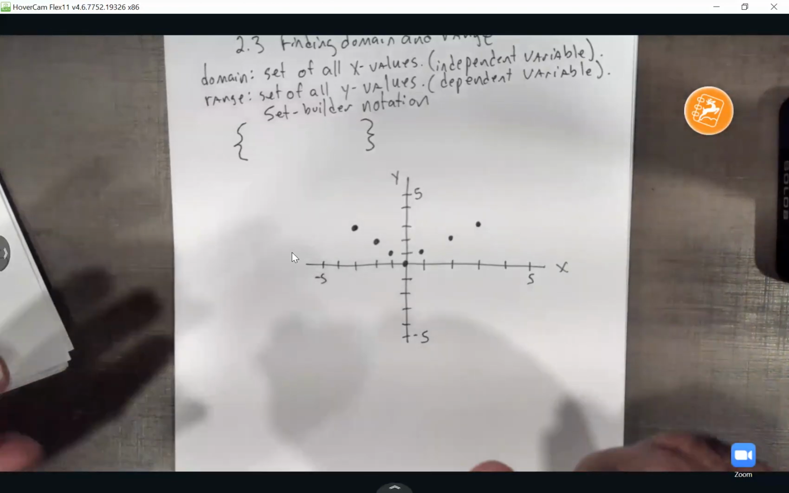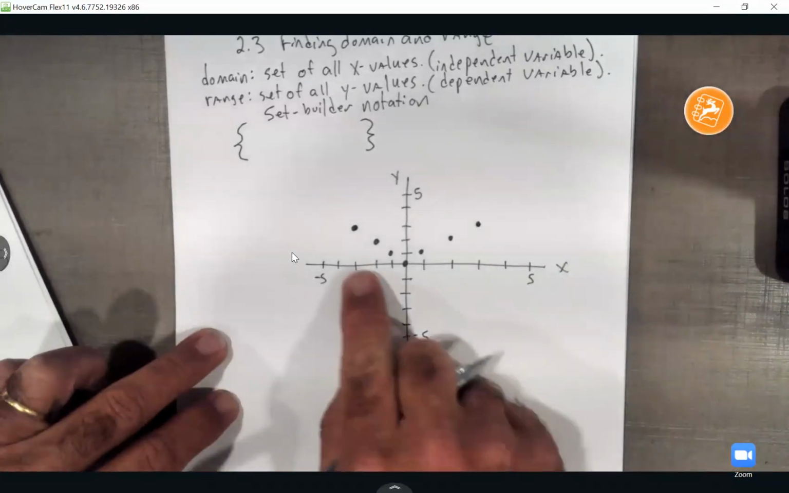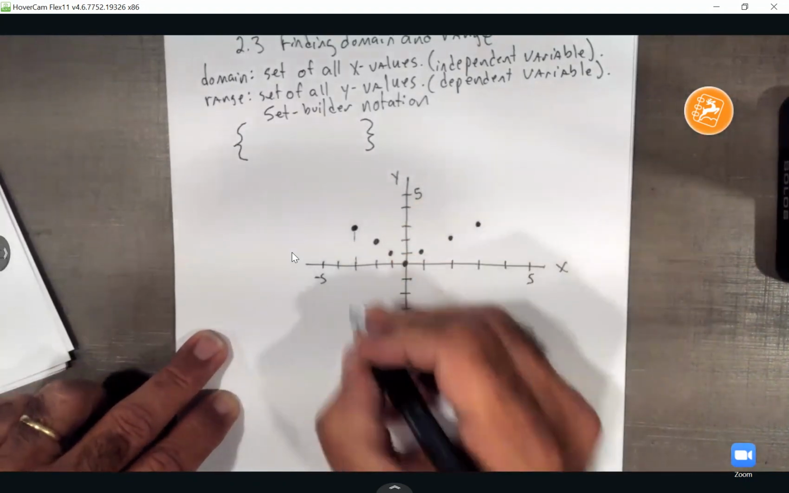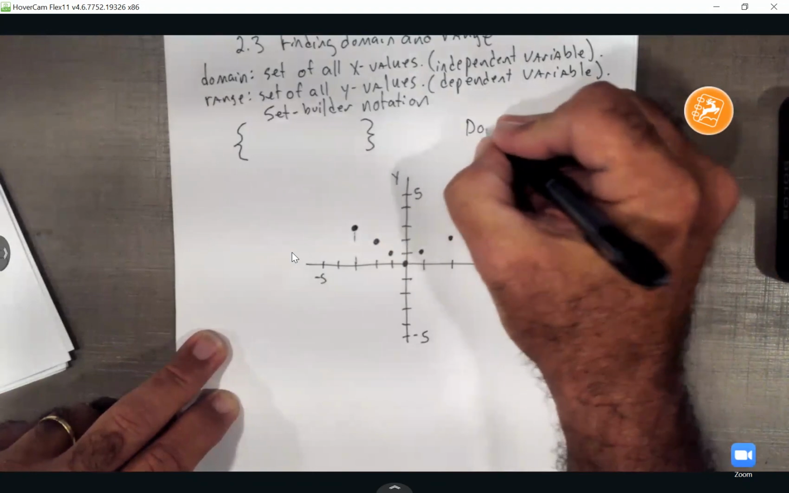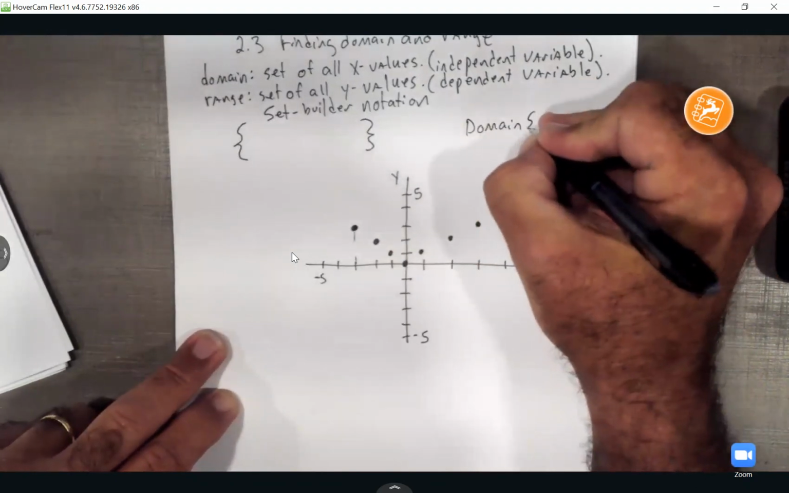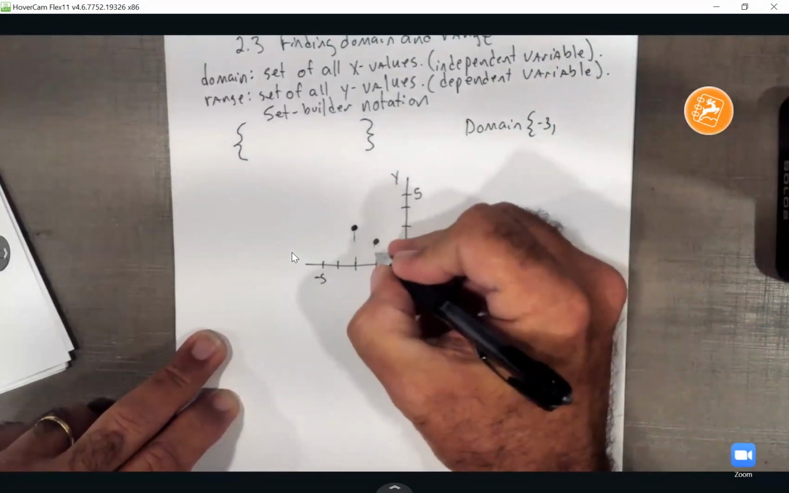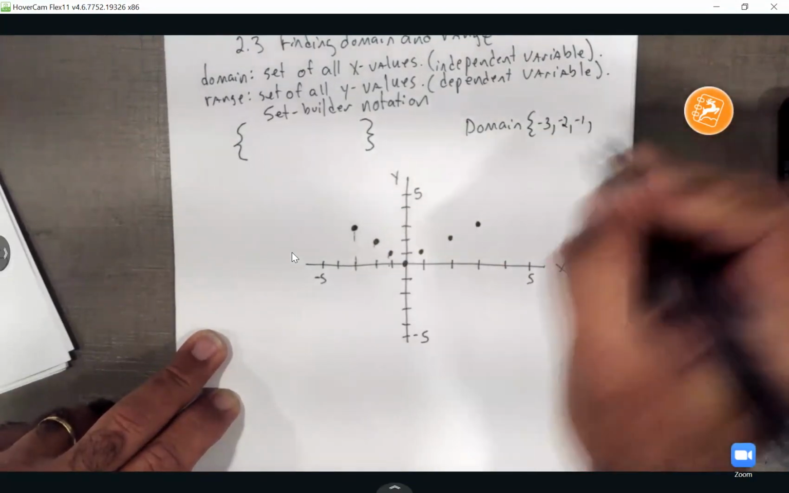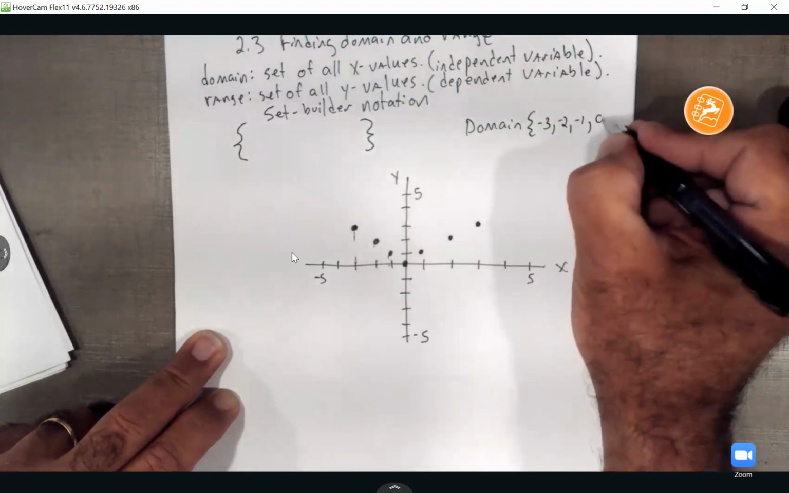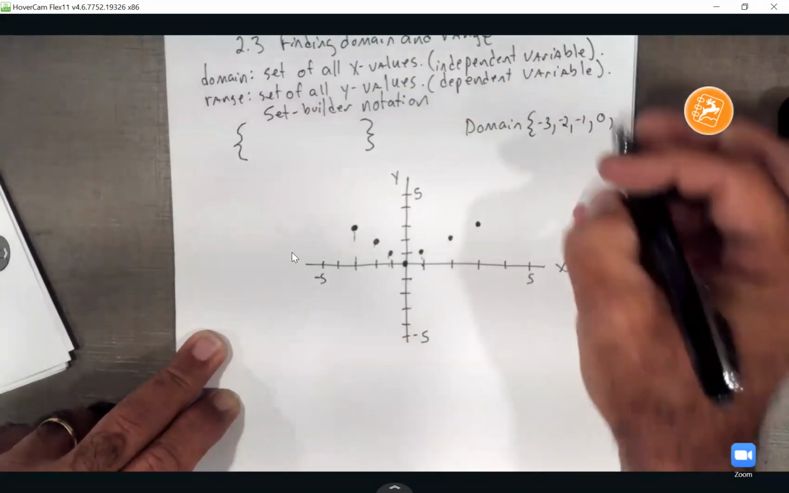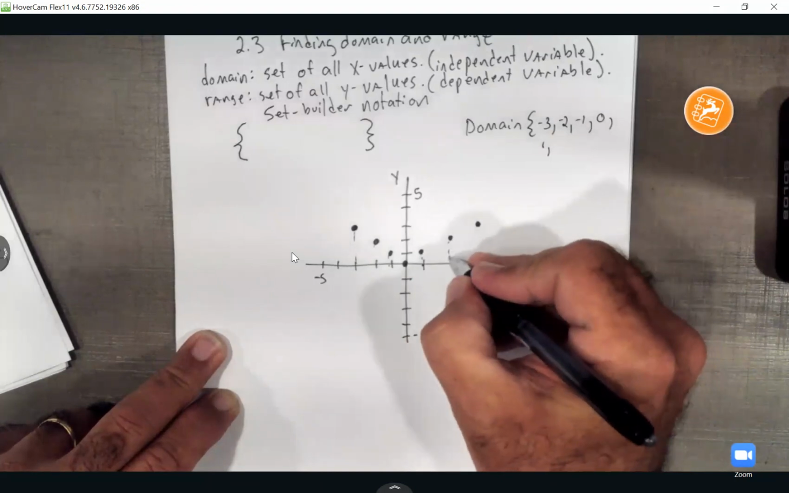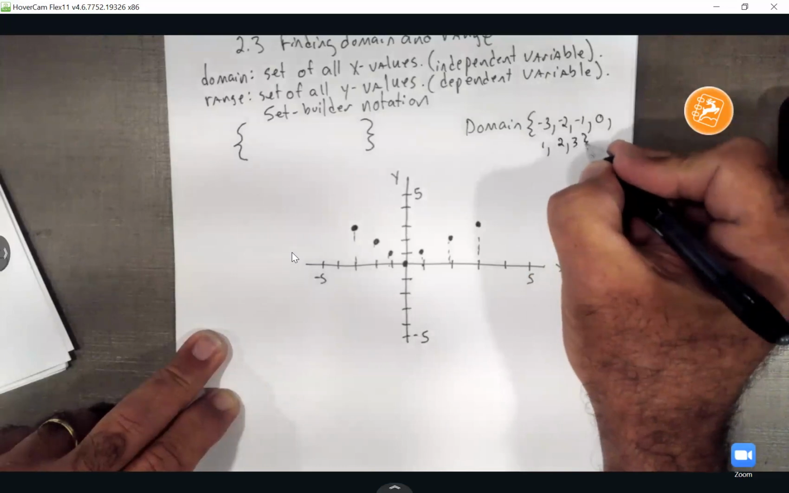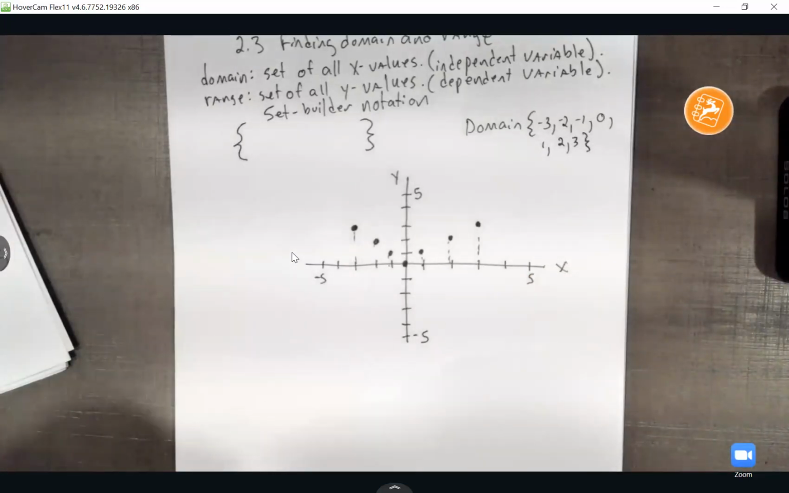okay, so y'all were good with me on the domain, right? Domain was the X values. So if I look straight down, that would be what, -3. So let's do our domain. So -3, that point is at -2, -1. I got a point at 0 on the X. Over here at 1 on the X, 2 on the X, and 3 on the X. So y'all are good on that stuff, right?